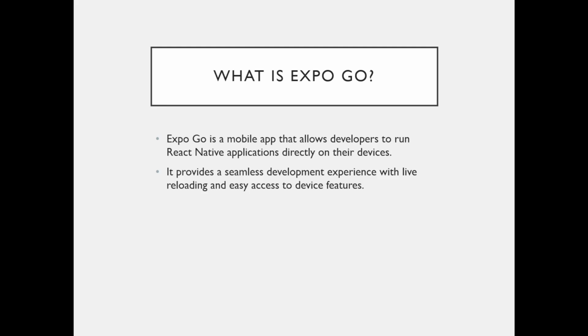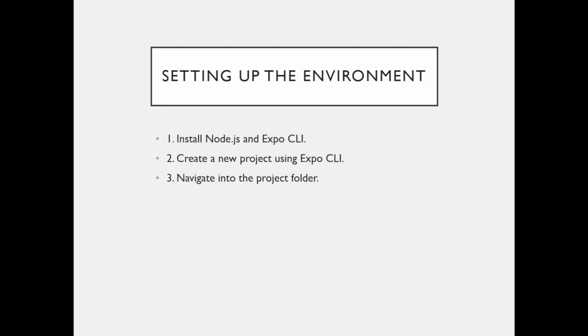It supports live reloading, which means any changes made in the code are instantly reflected in the app. The next step is setting up the environment. First of all, we have to install Node.js, and we have to ensure that Node.js is installed on your machine, as Expo Go requires it for the development environment. The second step is to install Expo CLI. You can run the command npm install -g expo-cli in your terminal to install the Expo command line interface.